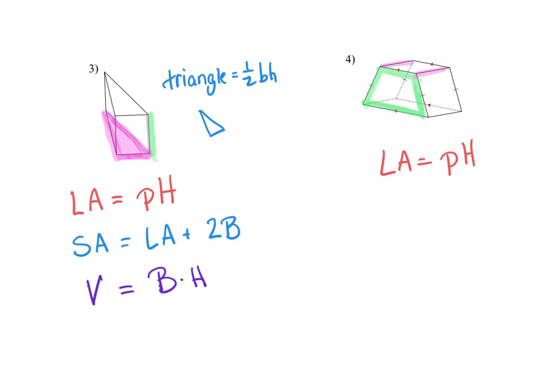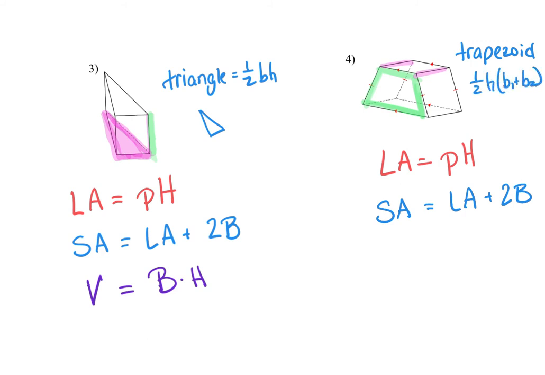My surface area formula is also the same. I am going to take my lateral area and I have 2 bases. But once again, I have a trapezoid, so I must remember the formula for a trapezoid: 1/2 my height, base 1 plus base 2. Now I'm only talking about the trapezoid.